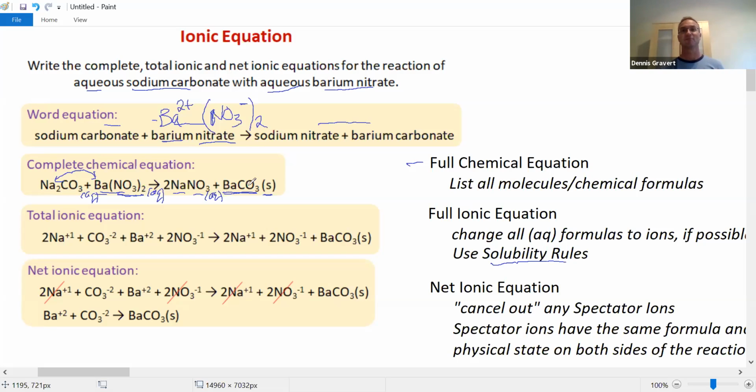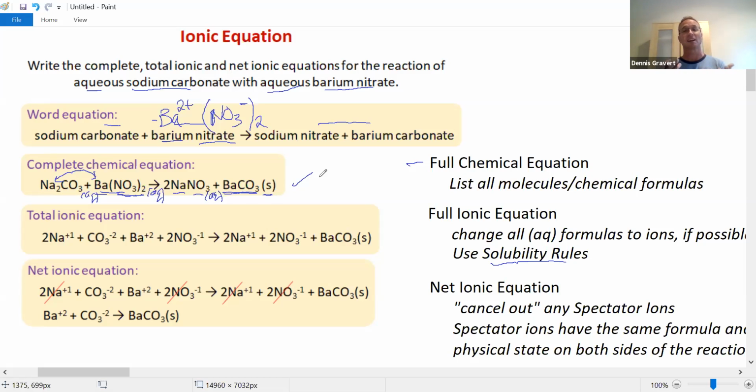Okay, one equation done. Why is there a second way? Well, as you look at these molecules here, yeah, the complete chemical equation kind of has everything, but sometimes you want to highlight the fact that in the water, in your aqueous solution, some of these cations and anions are not really stuck together.